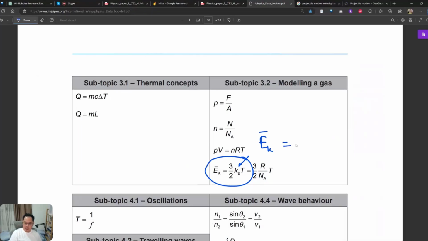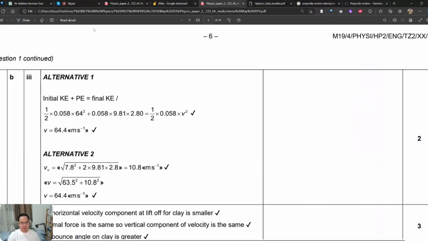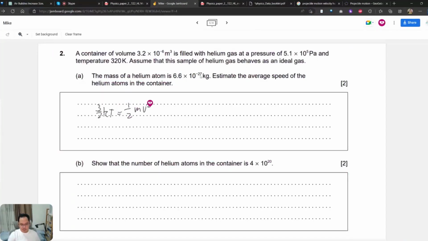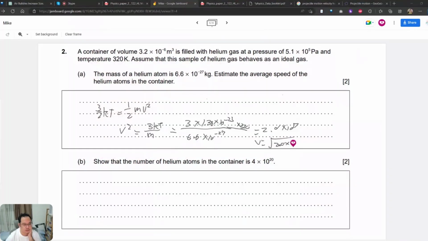And this kinetic energy can also be calculated by another formula, which is 1/2 mv squared, where m here is the mass of one single molecule, which is given here, 6.6 times 10 to the negative 27. Plug in the known values to get the average speed. It is 1,470, and you can round to two sig figs, which is 1,400.